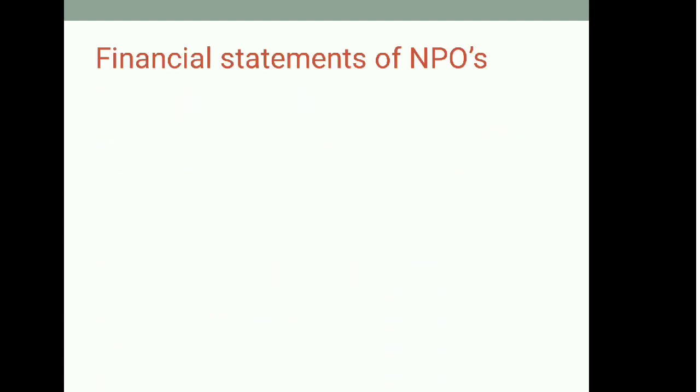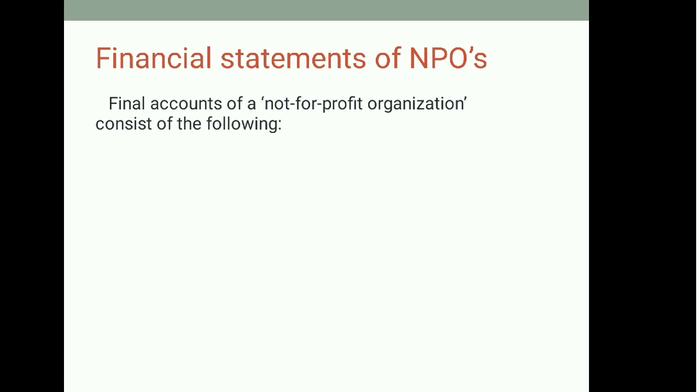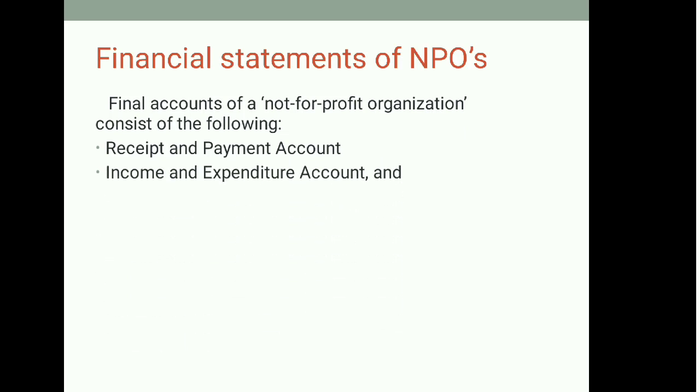Financial statements of NPOs. The final accounts of a not-for-profit organization consist of the following: the receipt and payment account, next is the income and expenditure account, and the last is the balance sheet.